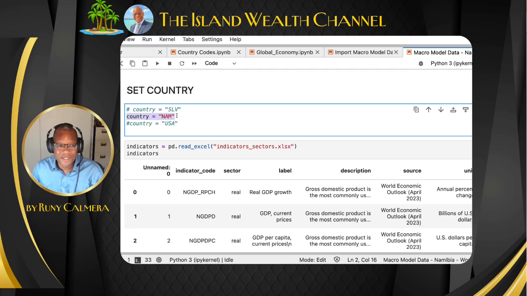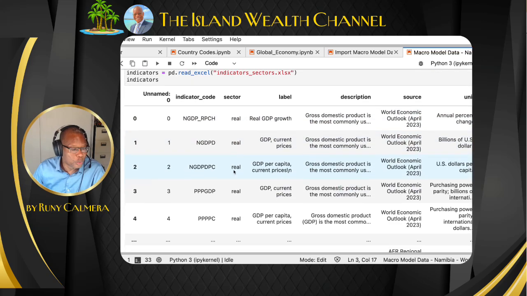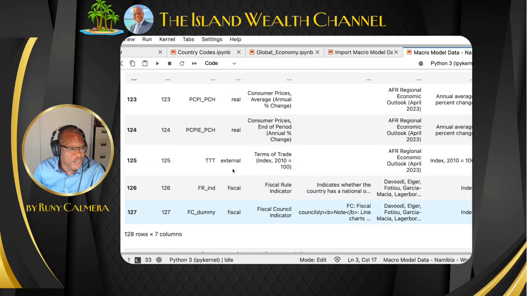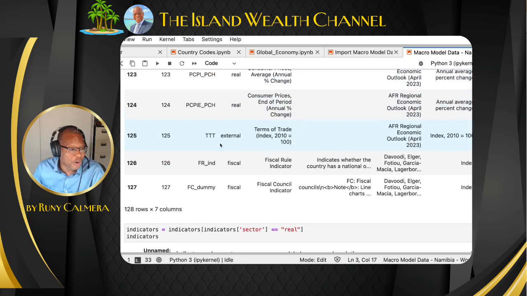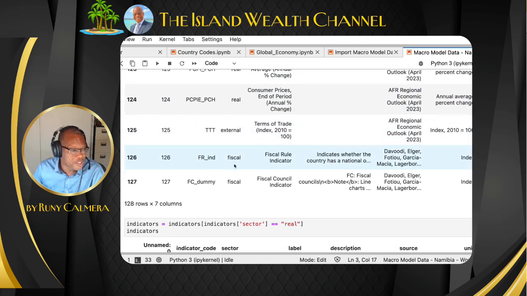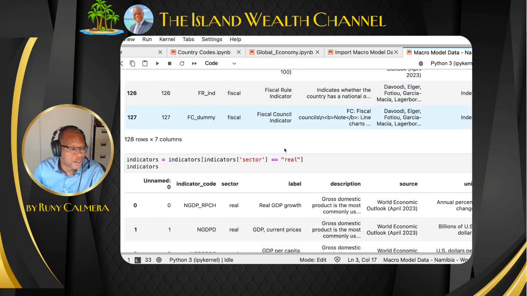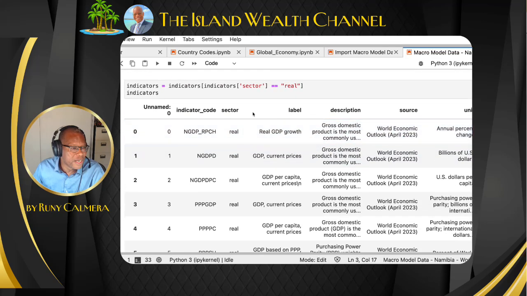We got Namibia. In this case, you're going to see Namibia, but it can also be the United States. It can be any island or country in the world. I'm getting the indicators already. Not only the real indicators, but also external indicators and fiscal indicators, like the government indicators. Here you see the menu of indicators that you can choose from.